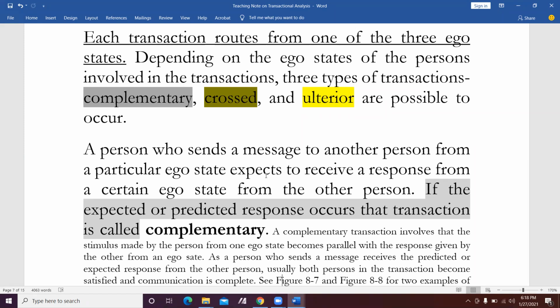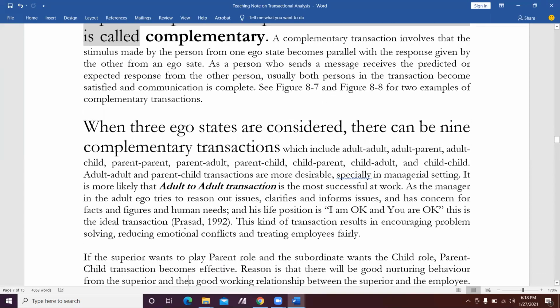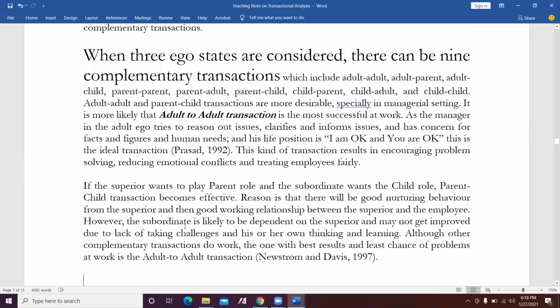If I got the response that is really deriving from child ego from you, then my transaction is complementary. So what is a complementary transaction? If the expected or predicted response occurs, that transaction is called complementary. Go to this figure, then you will understand. For the first time, you may find it difficult to understand. Okay, go to this example.